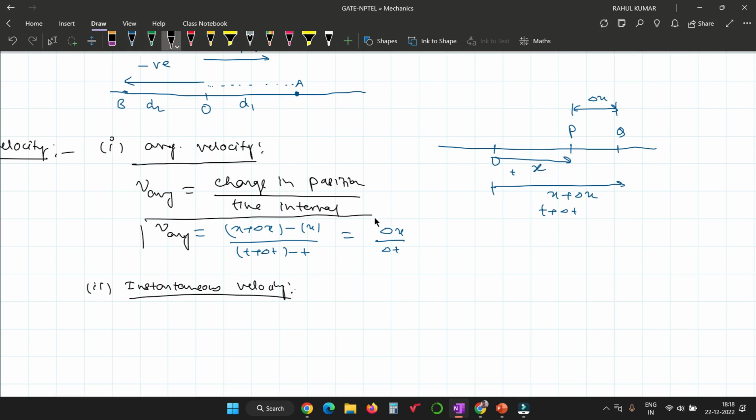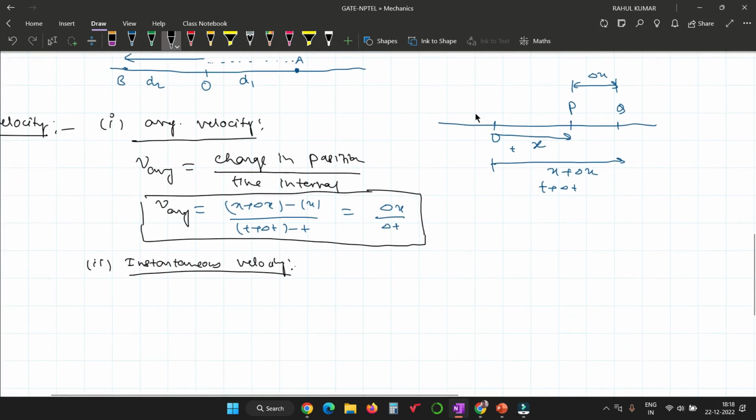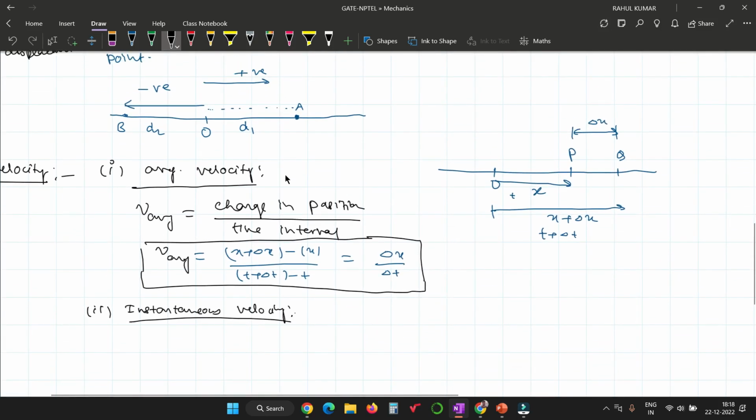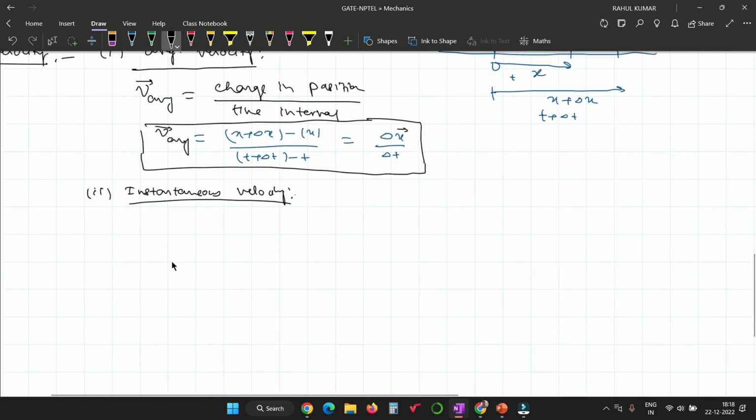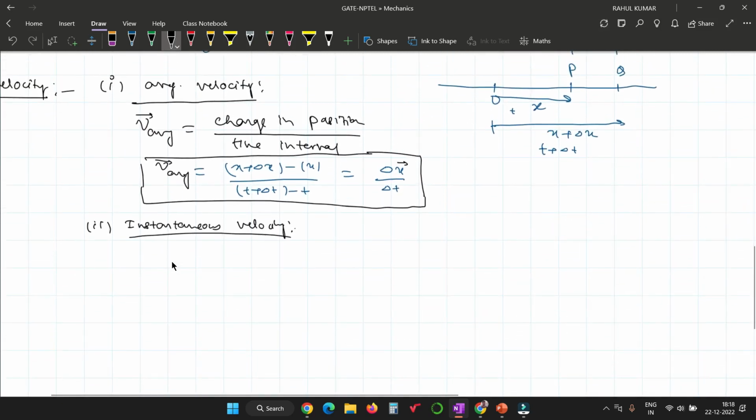Okay, so don't confuse average velocity and average speed, because average velocity is a vector quantity. And remember one thing, here I am writing vector quantity, so don't forget this. Okay, so what is the instantaneous velocity?